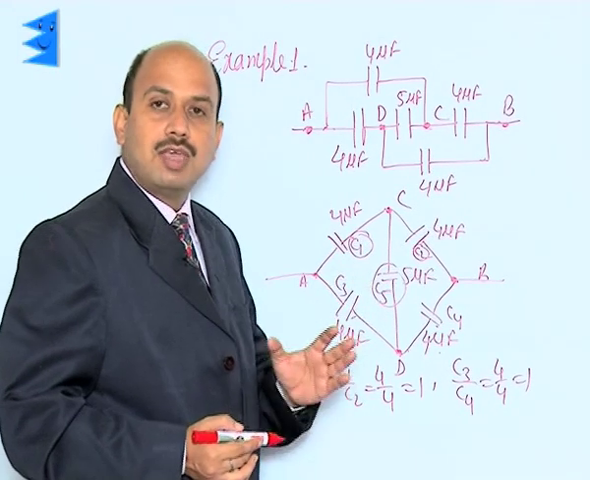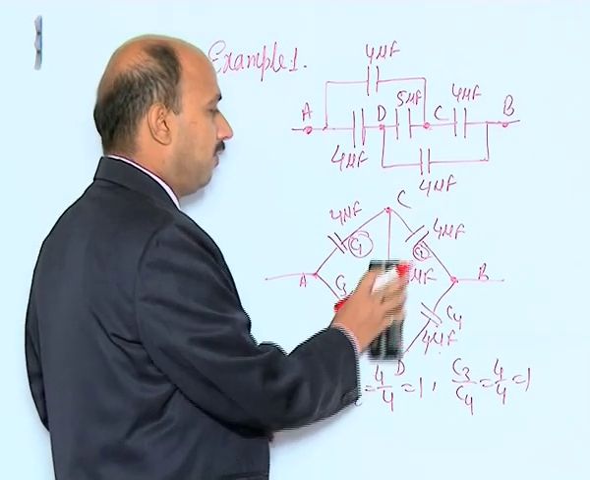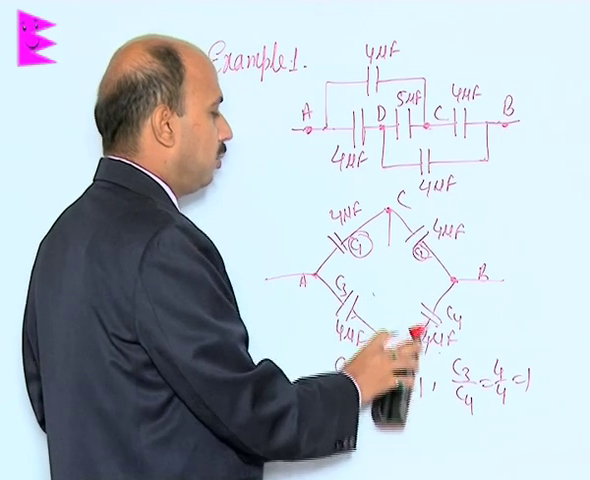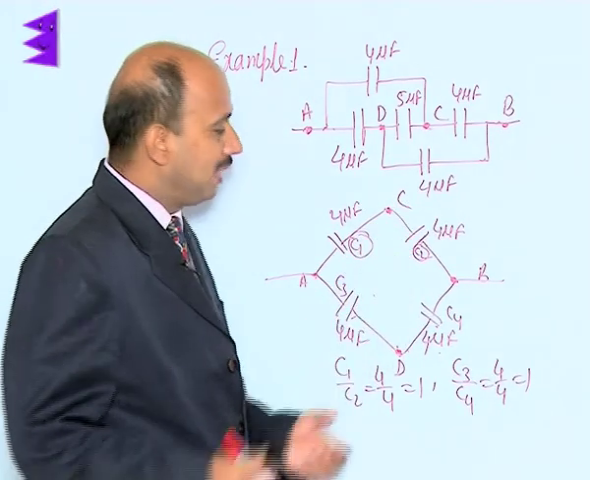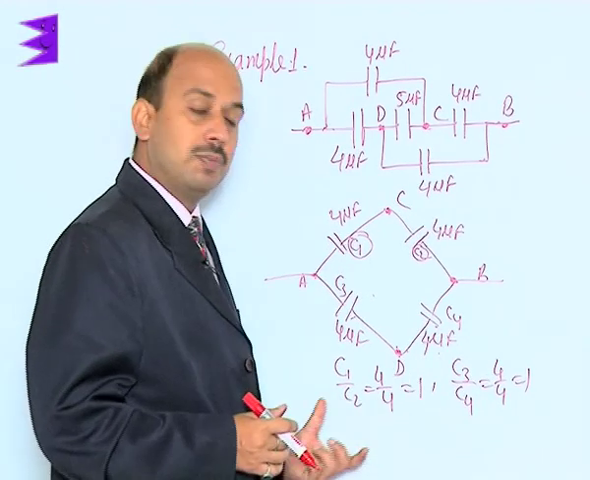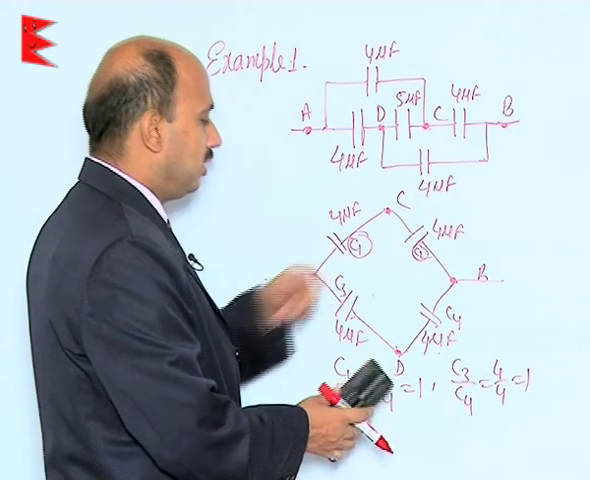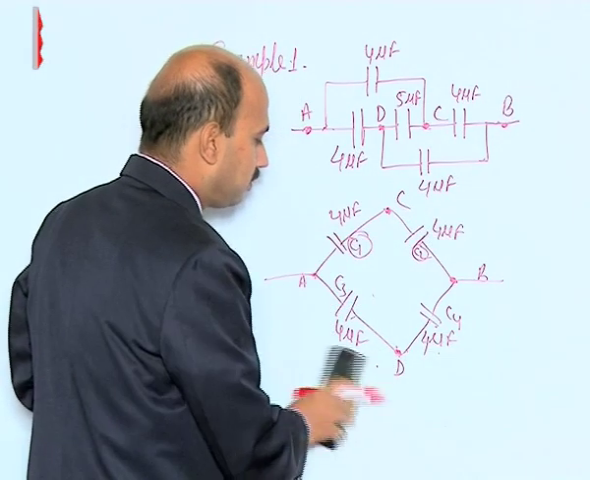So now in this case we can ignore this capacitor C5. So we just include this much, that means only 4 capacitors to calculate the total capacitance. But take care, this ratio has to be equal. So now we can take this 4 and this 4, these two are in series.